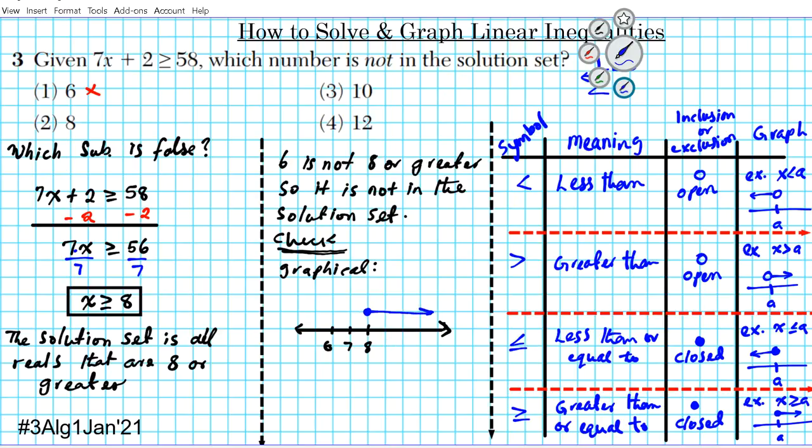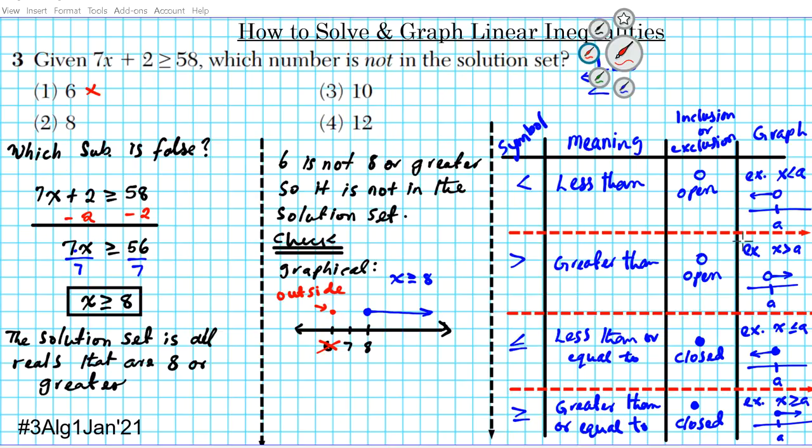So this right here is the solution region, x ≥ 8. Anything that falls in this region is good. But guess what? 6 is right here. Bam! 6 is outside the solution region, so it's not an answer. Fail. So that's a graphical way to verify the accuracy of our result.